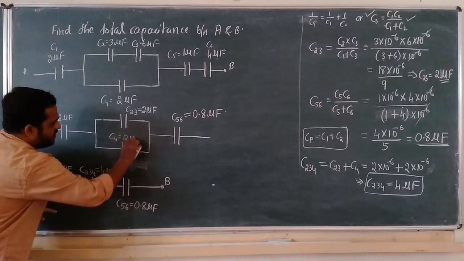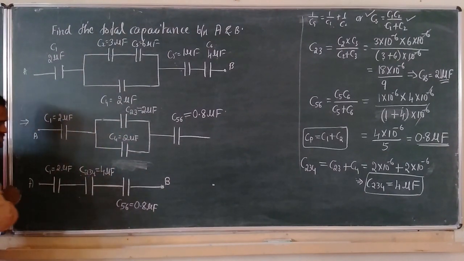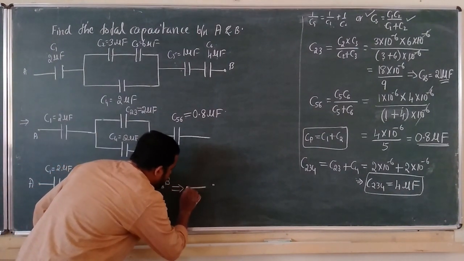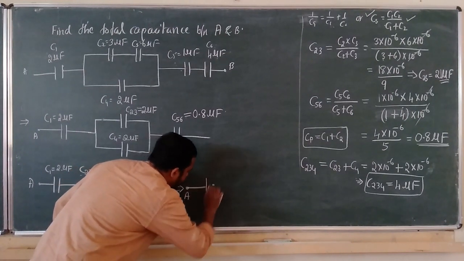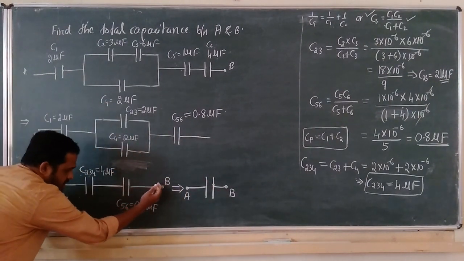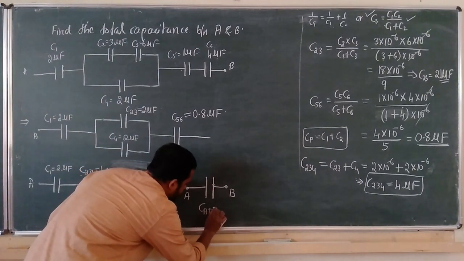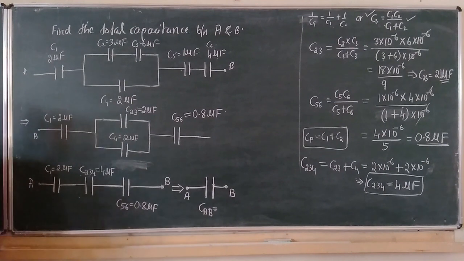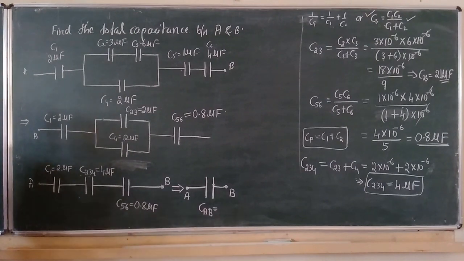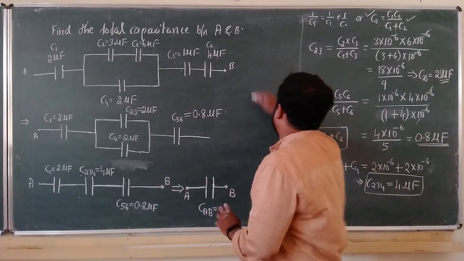C1 is equal to 2 microfarad. Let it be here only. Now C56, C234, C1: these 3 are in series. So this series combination can be replaced by a single capacitor between point A and point B. I'll represent this capacitor as CAB. CAB is the total capacitance of these 3 capacitors in series. If you calculate this value, this will be the answer for the problem.